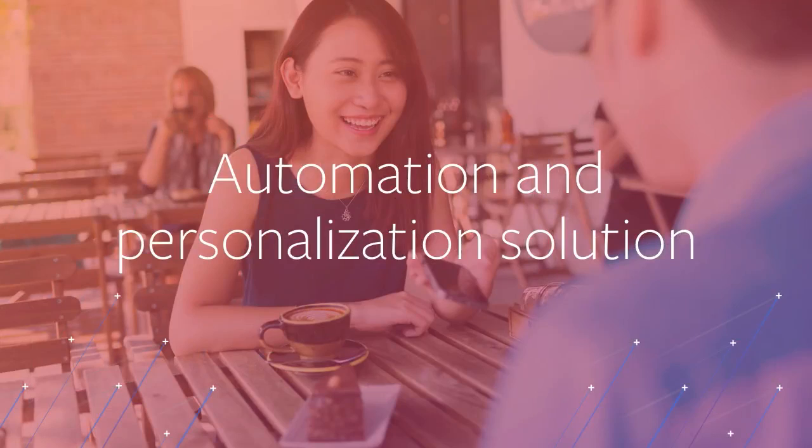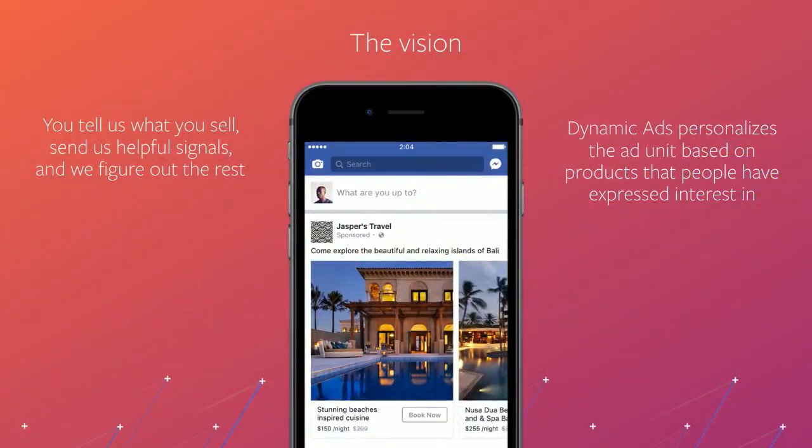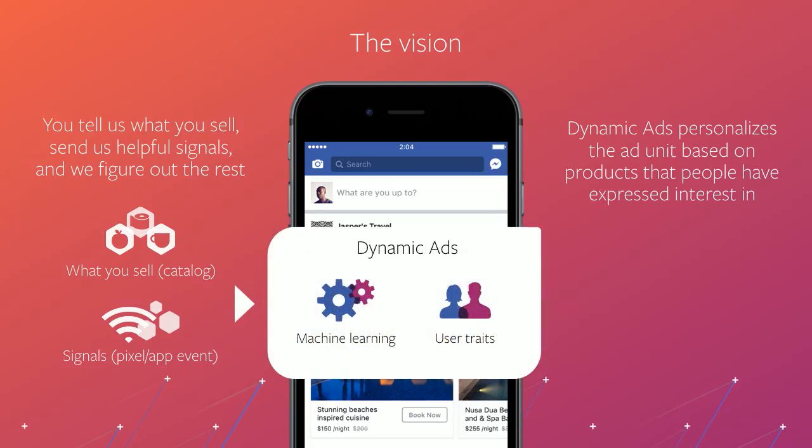So what are dynamic ads? At the high level, it's an automation and personalization solution that leverages Facebook's strengths in signals, which Jason alluded to, and machine learning to make it easier to build and manage high-performance campaigns. So the idea is basically you tell us what you sell, and you give us signals, and then we figure out the rest. You tell us information like your catalog, the signals from your pixel and app events, and through the power of machine learning and the data that Facebook has about people, we can generate these personalized recommendations for people.